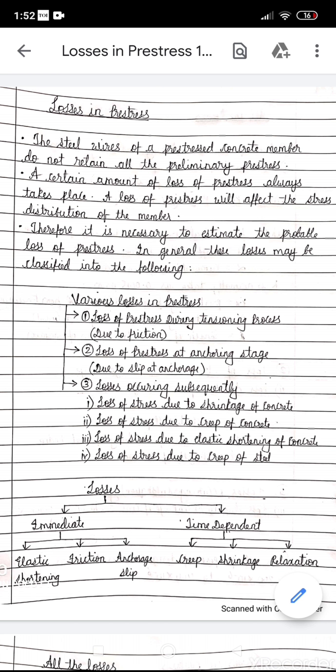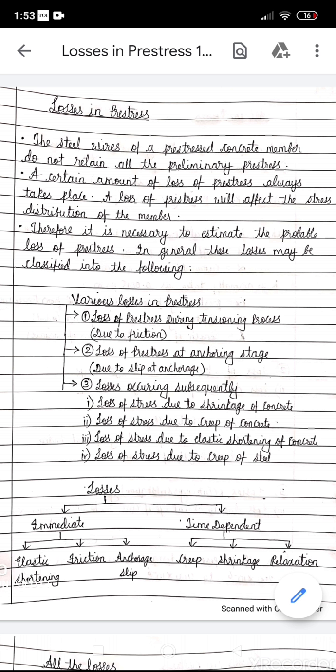These losses can be classified under three headings for convenience. The first is the loss of pre-stress during the tensioning process, and we are going in ascending order. Whenever we tension the tendons, there is bound to be some loss, and that loss is a loss due to friction. Always remember that there is a certain amount of loss due to friction in the jack and the anchorages, and it is different for different systems of pre-stressing.